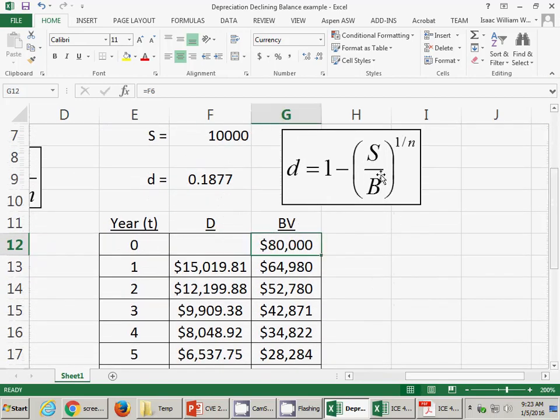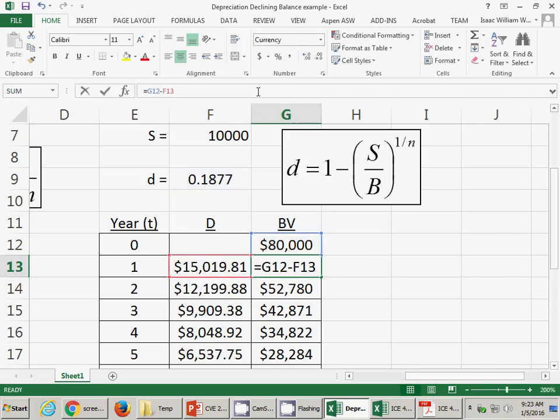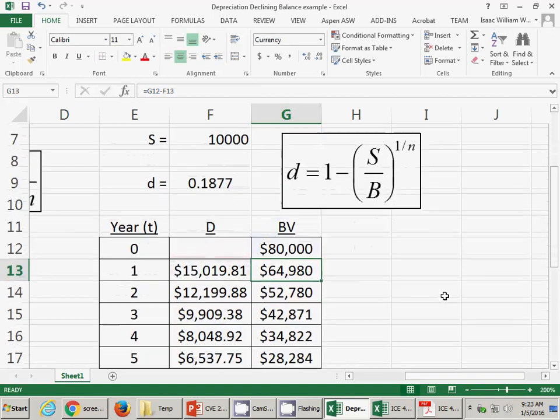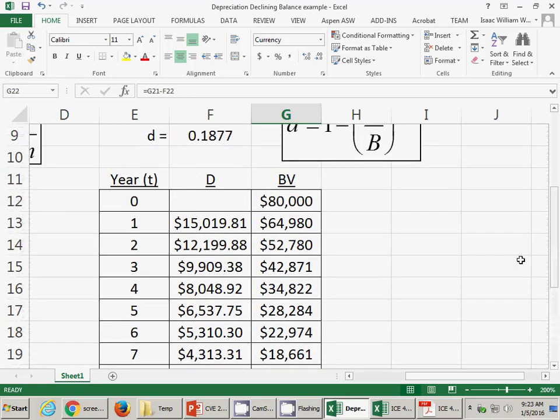We start off with a known first cost of $80,000, and so the depreciation amount is going to be the fraction multiplied by the previous book value, and then the book value for this row is the previous book value minus the depreciation amount. And it goes all the way. We should see that the book value terminates at 10,000, which is the given salvage value, at the end. So that's declining balance.